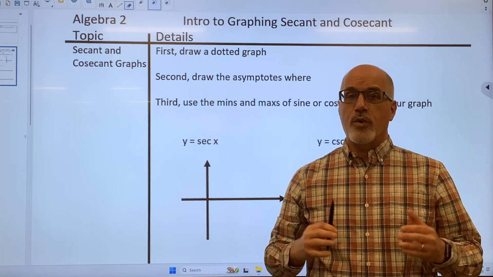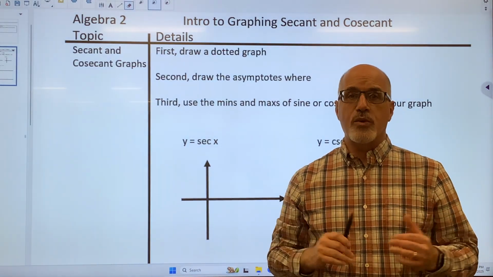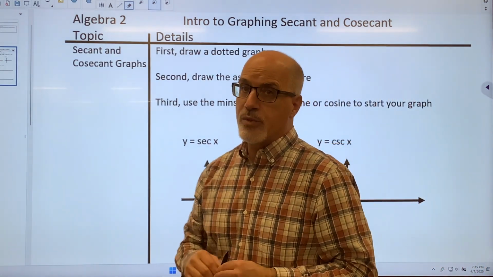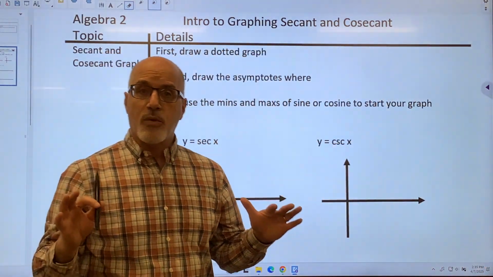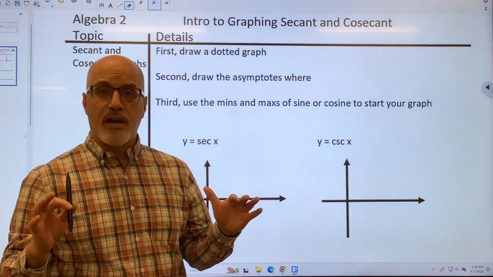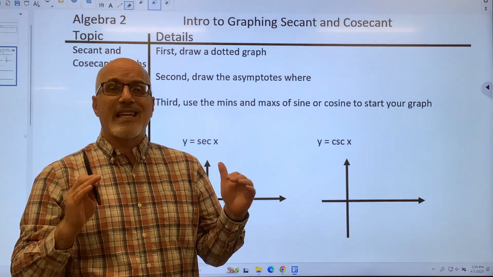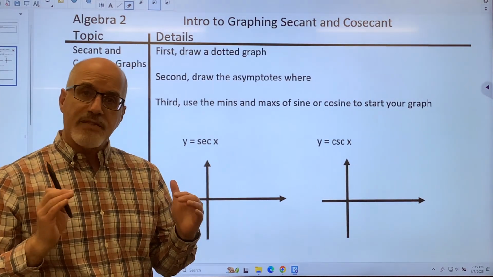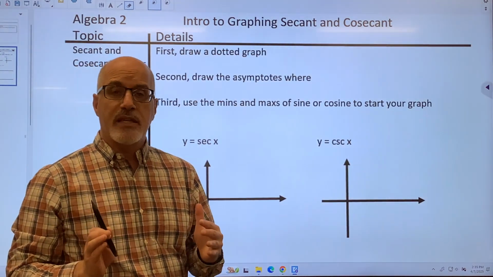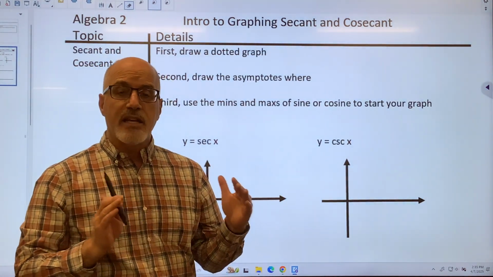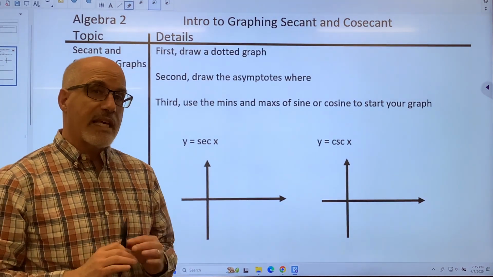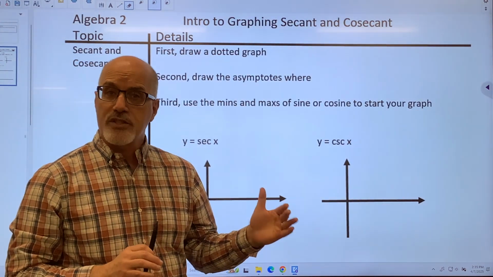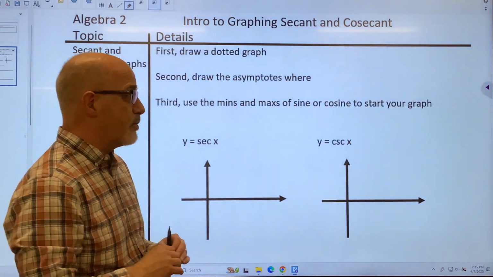For this video, we're going to look at secant and cosecant graphs. So our objective is to be able to graph secant and cosecant. The big idea we're going to look at is the connection to the reciprocal functions. If you know how to graph sine and cosine, sine being the reciprocal of cosecant, cosine being the reciprocal of secant, then you can translate that into what this graph will look like for secant and cosecant.